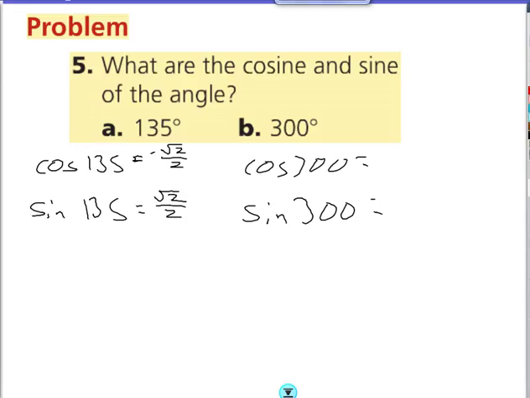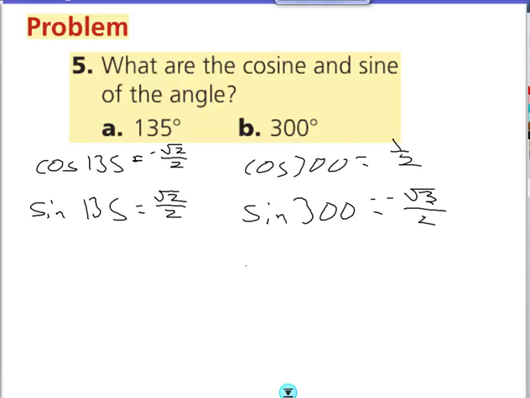What's the cosine of 300? A half. What's the sine of 300? Negative square root 3 over 2. How did I know the cosine of 300 was a half? It's the x value of the point at that angle. What's the sine of 300? You said it was negative the square root 3 over 2. How do I know? It's the y value of the point at that angle.